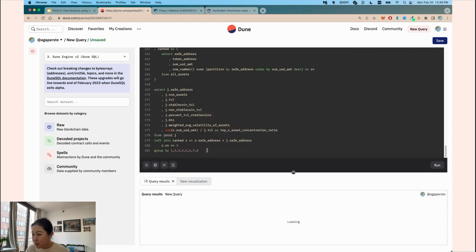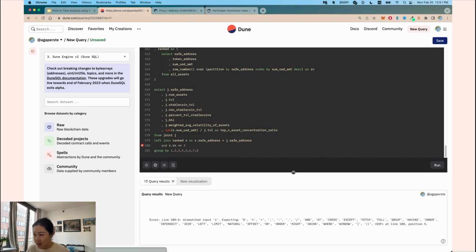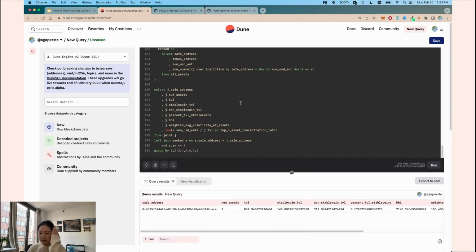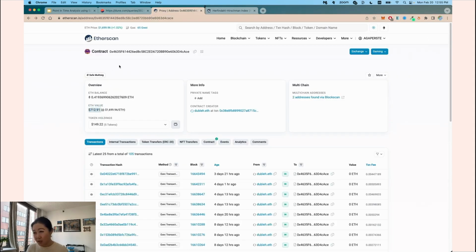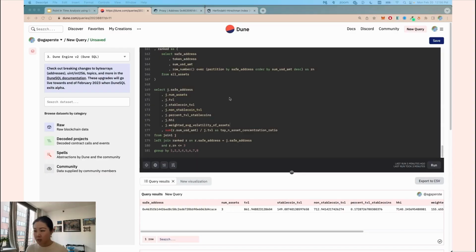Okay. So now let's test it out with the simple address that we have. And our row number is less than or equal to 3. Looks like we have some result. HHI is pretty high. Makes sense. It's not very diversified, really. So the sanity check on this QA address passes.